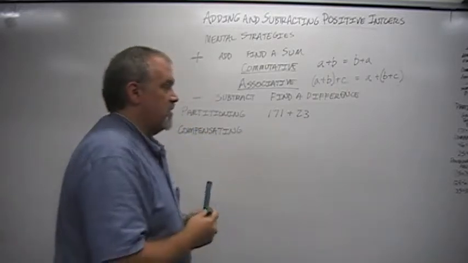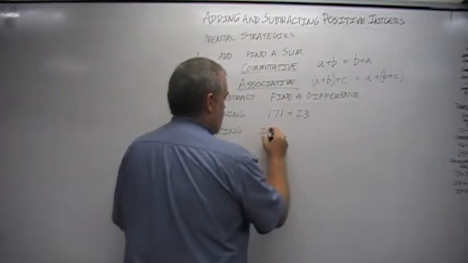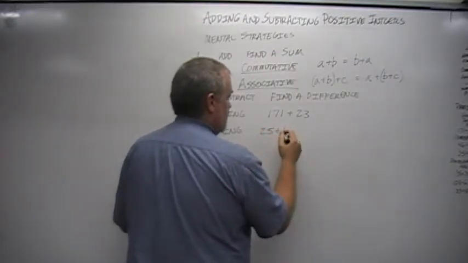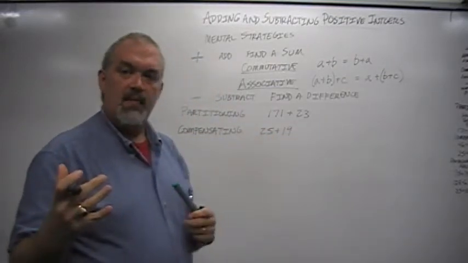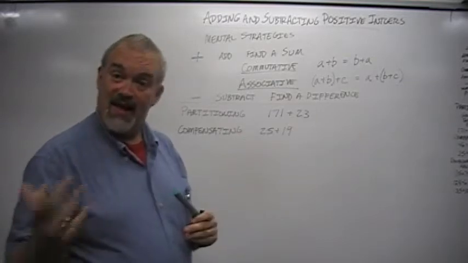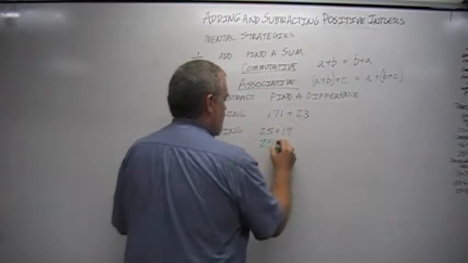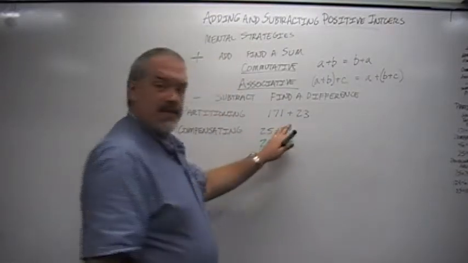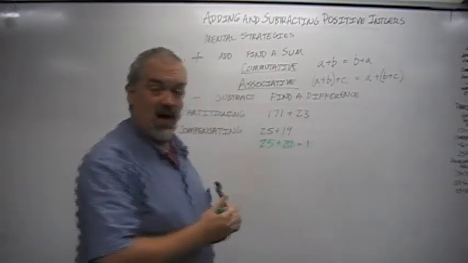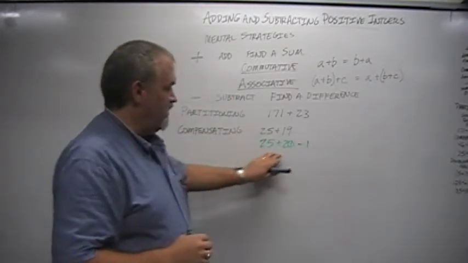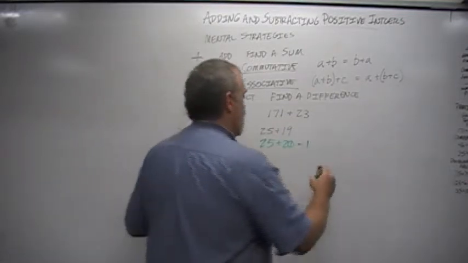So, here's an example. Let's say I did 25 plus 19. Now, that's not a terribly easy problem, but if I had 25 plus 20, that would be a lot easier. So we'll do 25 plus 20, but I have to compensate for the fact that I added an extra 1, so I'm going to take that 1 away whenever I'm done. Now all I have to realize is 25 plus 20 is 45, and then I take away 1 and I get 44.